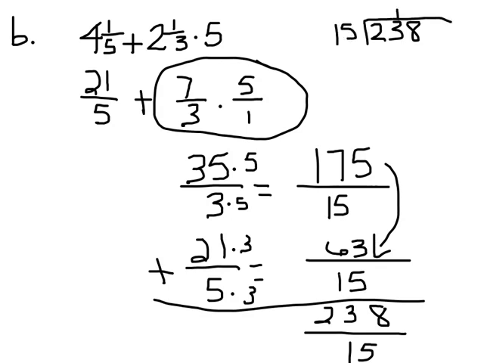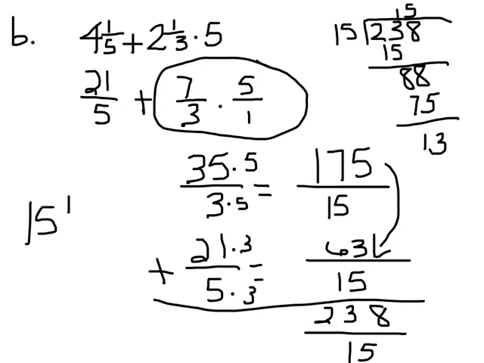This will go one time. When I subtract, I get 88. 15 will go, let's see, 15 times 4 is 60, 75, so it'll go 5 times. That's 75 with a remainder of 13, so my answer is 15 and 13/15.